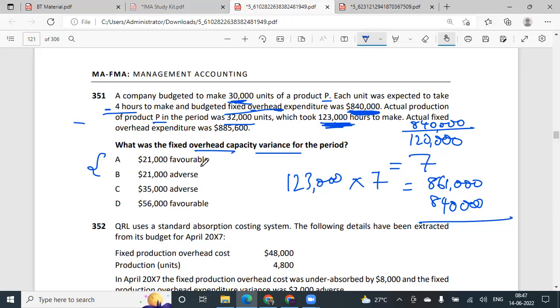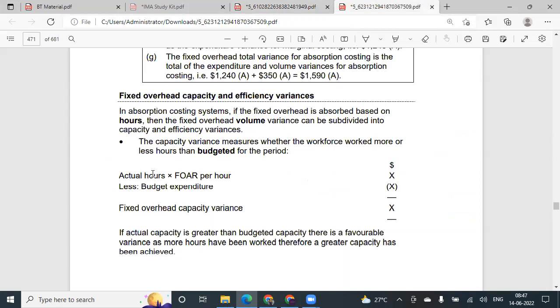Favorable or unfavorable? For that, let me just show you the formula again. Actual hours into fixed overhead absorption rate, मतलब कि आप जो एक्चुअल घंटे लगा रहे हैं, अगर सपोज आप उतने घंटे काम कर रहे हैं, अगर हमारे हिसाब से आपको कितने मिलने चाहिए, जैसे कि फिक्स्ड ओवरहेड अब्जॉर्प्शन रेट क्या है 7, आपको इतने मिलने चाहिए, बट आपको मिल कितने रहे हैं? How much was the budgeted? We have around 840.